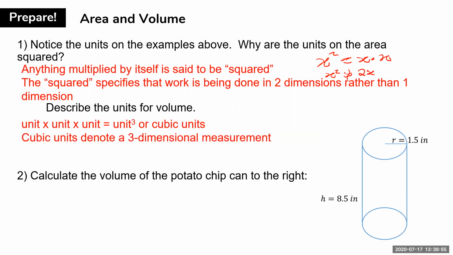Now describe the unit. Unit by unit by unit should give you a unit cubed. Is that okay? So cubic units denote 3-dimensional measurements. Now, if you want to find the volume of this figure right here, we have to use the formula pi r squared h. And that should give you 60.08 inch cubed. Is that okay? Nice.